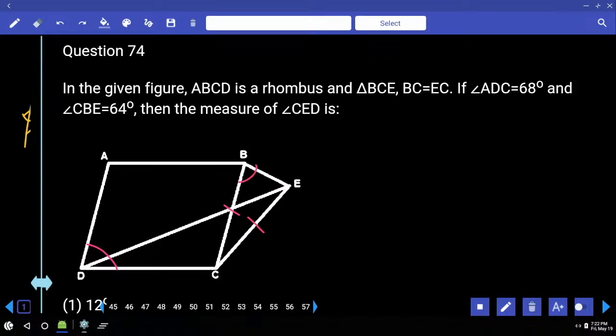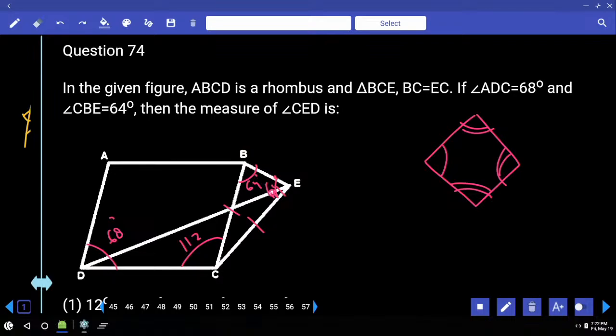CED, this angle is being asked. If it is 68, this angle must be 112 in a rhombus. Any two adjacent angles are supplementary. 112. If it is 64, this will also be 64, because both the sides are equal here in this triangle.